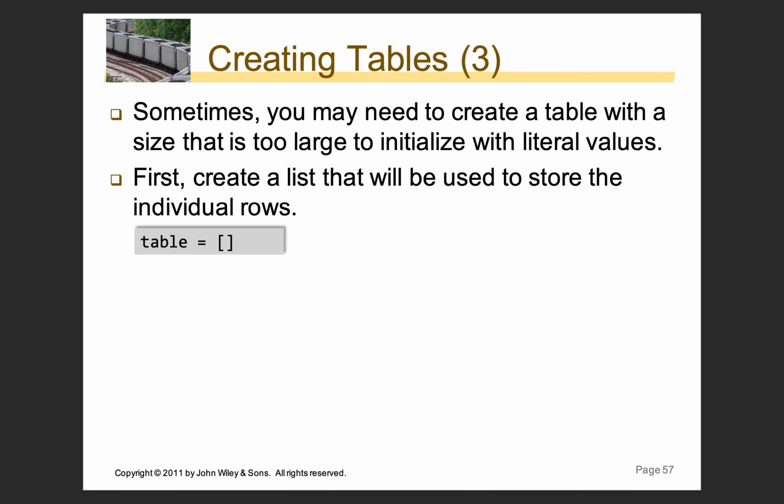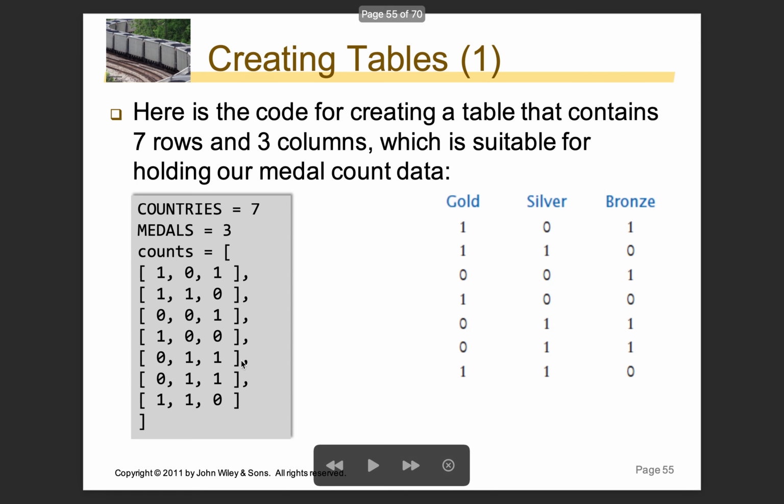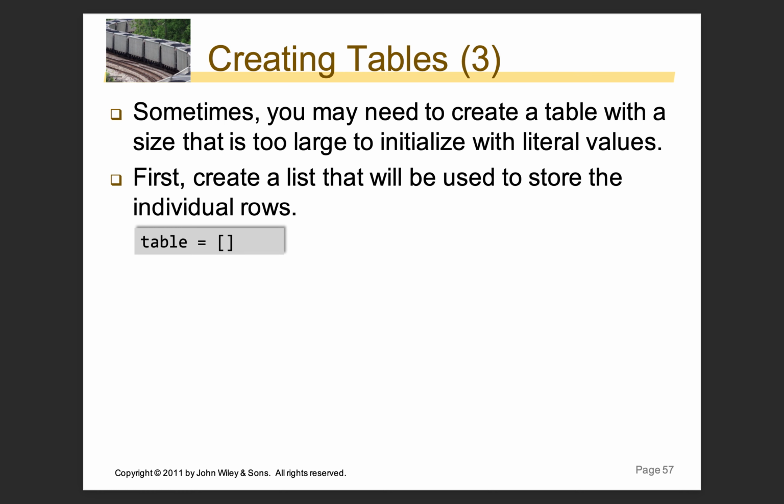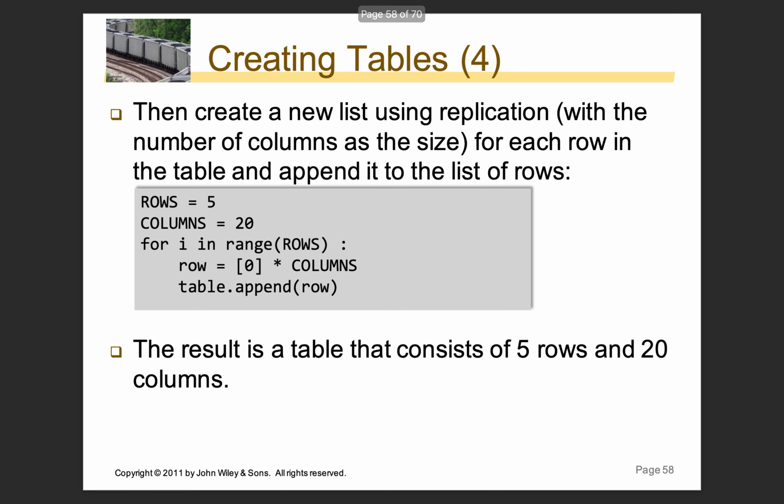Sometimes you will need to create a table with a size that is too large to initialize with literal values. Writing this out is kind of annoying. Maybe we want to create a much larger table much more quickly, without typing out all the data straight away. I'd like to be able to do it in a faster manner. So the first thing we do is create a list that's going to store the individual rows: table equals the empty list. Then we create a new list using replication, with the number of columns as the size for each row in the table, and append it to the list of rows.